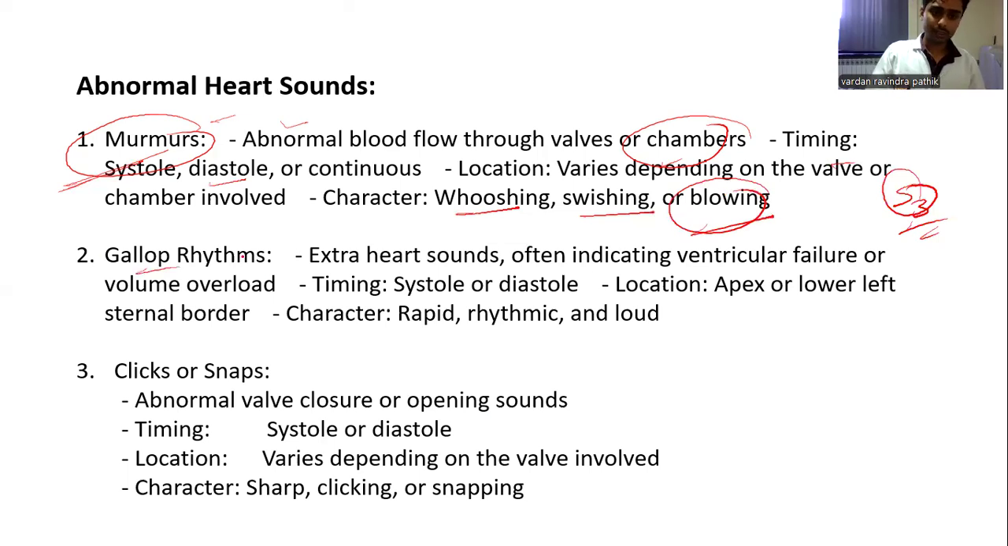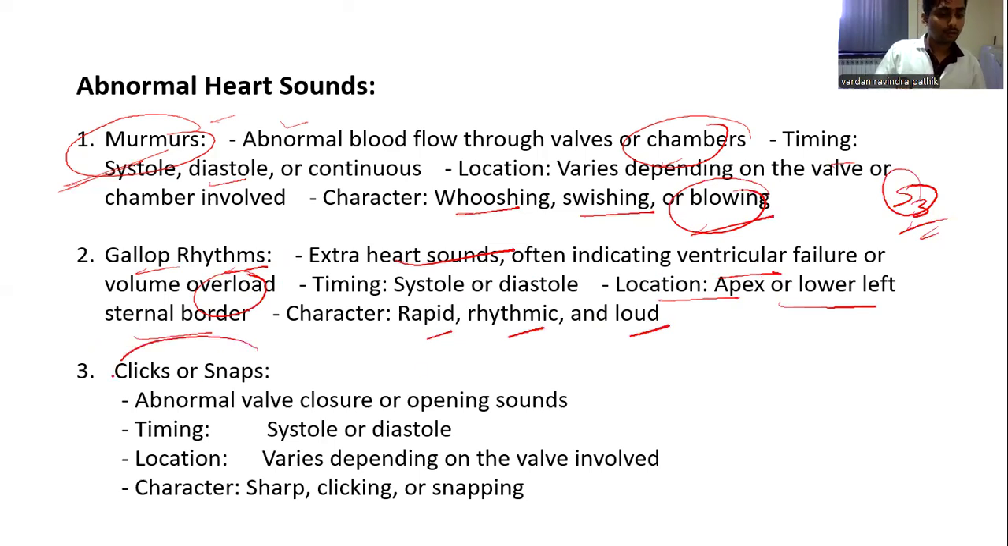Right now, this is your gallop rhythm. It is an extra heart sound, often heard when there is heart failure or volume overload. Its location is the apex or lower sternal border. Its character is rapid, rhythmic, and loud.